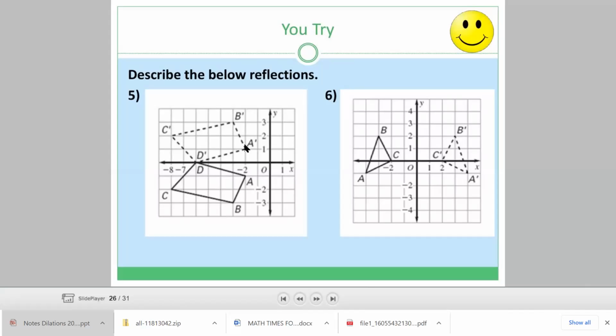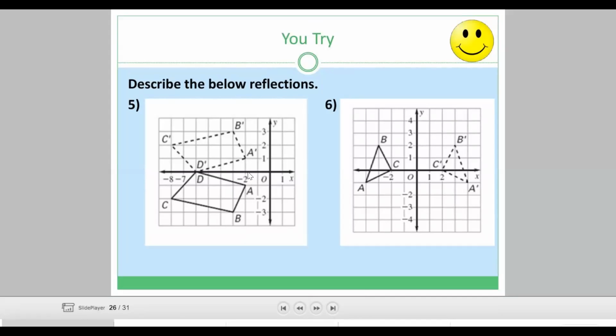So why is it the x-axis here? I'm going through your answer because when we look at A and A prime, we notice that they are 2 boxes away from each other. Half of that is 1 box away, meaning that the mirror line would have to be in the middle here. 1 box away, 1 box away. That's my mirror line here.